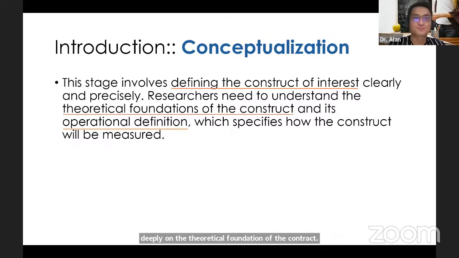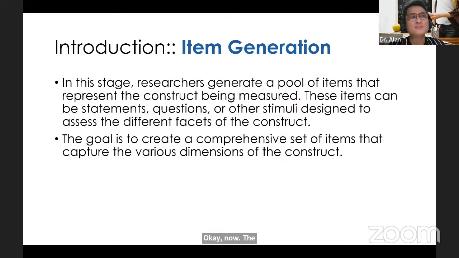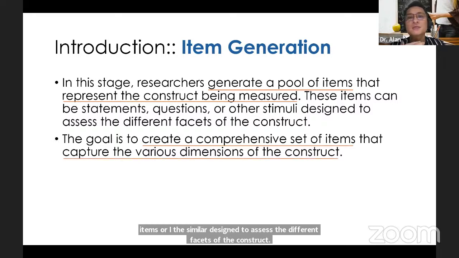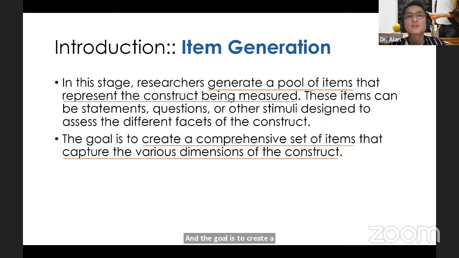Now the next one is the item generation. In this stage, the researchers generate a pool of items that represent the construct being measured. These items can be statements, questions, or other similar items designed to assess the different facets of the construct. The goal is to create a comprehensive set of items that capture the various dimensions of the construct.